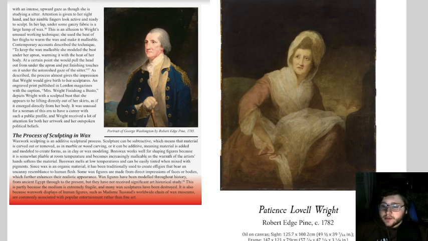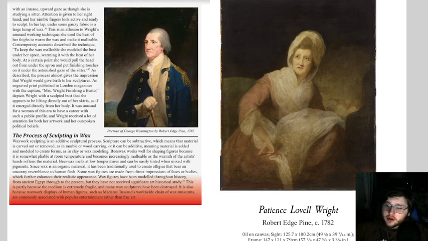Beeswax melts at low temperatures and can be easily tinted with mixes of pigments. Since wax is an organic material, it has been traditionally used to create effigies that bear an uncanny resemblance to human flesh. Some wax figures are made from direct impressions of faces or bodies, which further enhance their realistic appearance.